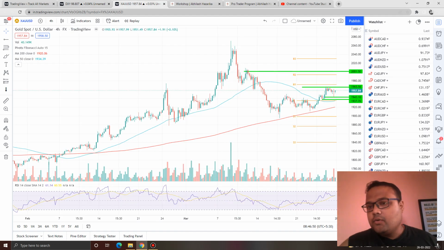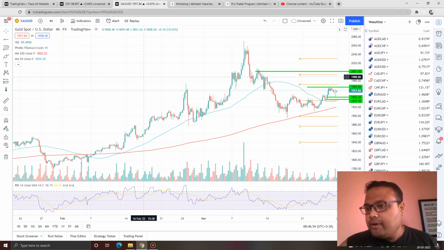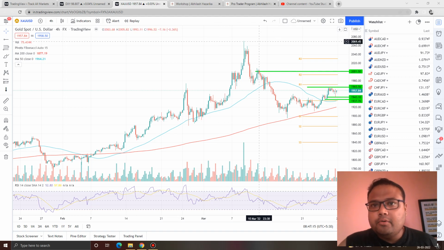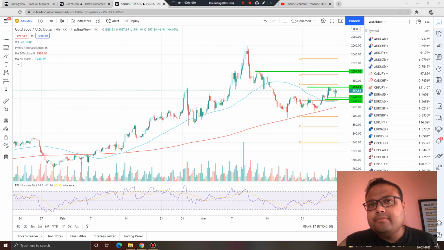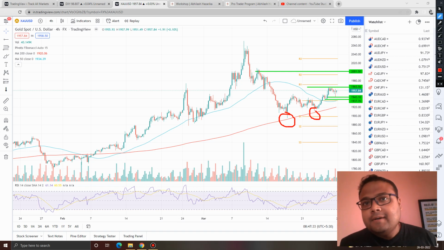Now let's look at the chart of gold here. Undoubtedly, the market is very bullish, and recently we have seen that the 200 moving average is acting as a very strong dynamic support for our market. You can see multiple times the 200 moving average providing support to the market. So in case there is selling pressure in the coming week, we can expect that the 200 moving average will be there to provide support to the market again.